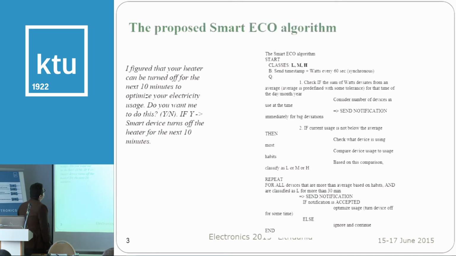This is the proposed algorithm, Smart Eco. We try to classify all appliances that we have in one house into low, medium, and high priority. If the appliance is low or medium, we measure the energy consumption and also consider the external values. After that, we can send some feedback to the user. For example, here: your heater can be turned off for the next 10 minutes to optimize your electricity usage. Do you want that or not? This is one application that we can use.